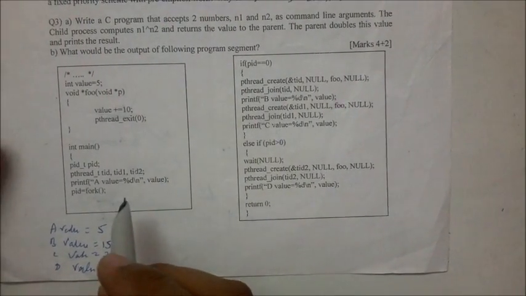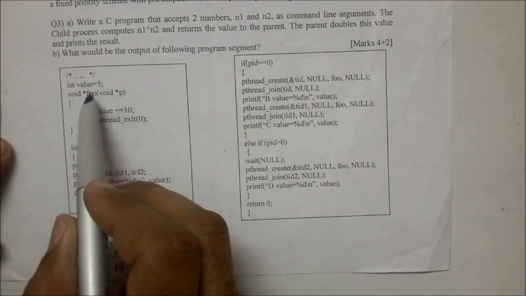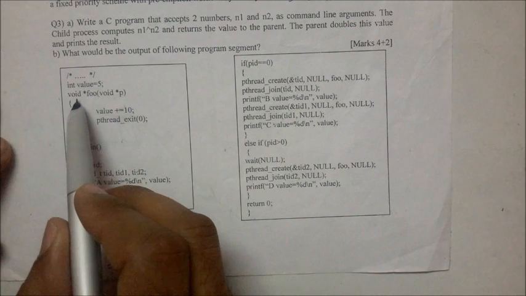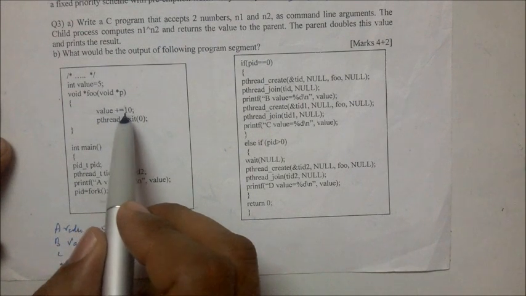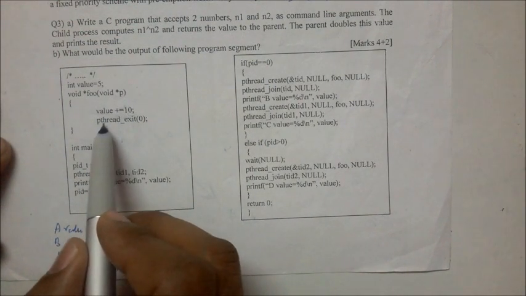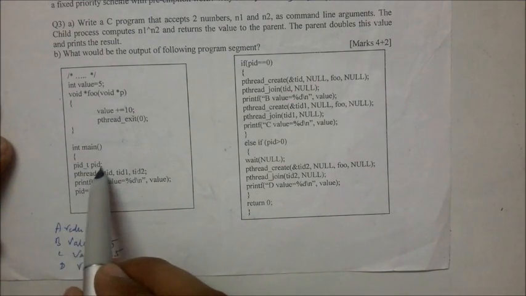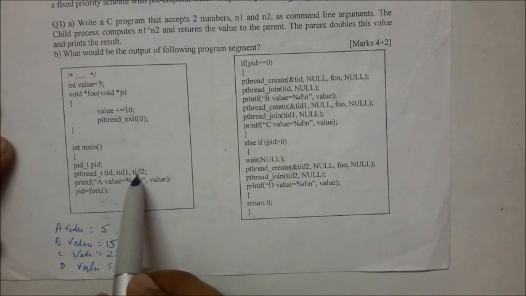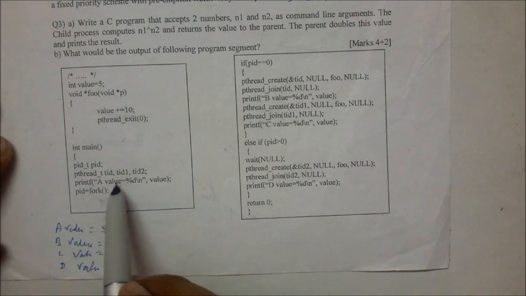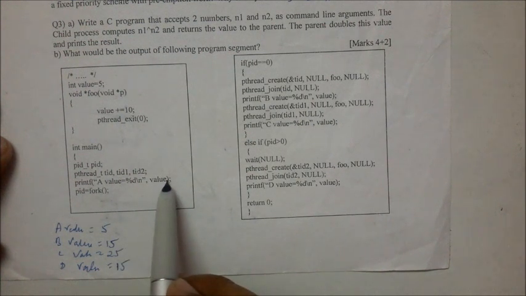So in this question, int val equal to 5 is a global variable. Then there is a function which is incrementing value by 10. Then pthread_exit 0, int main, pid variable, tid, tid1, tid2, printf a value percentage %d, comma value.